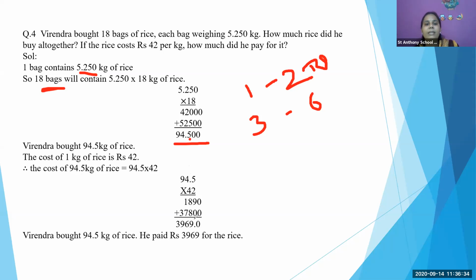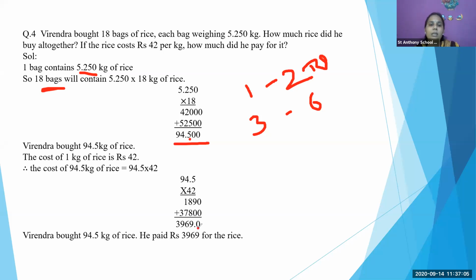16 plus 2 is 18, 8 and 1 carry over, 4 9s are 36 plus 1 is 37. Now 0 plus 0 is 0, 9 plus 0 is 9, 8 plus 8 is 16, 1 carry over, 1 plus 7 is 8 plus 1 is 9 and 3. Now after 94.5, how many digits are there after the decimal point? Only 1, so you will put only 1 decimal point here. So 3969.0, after the decimal point 0 doesn't have any value.